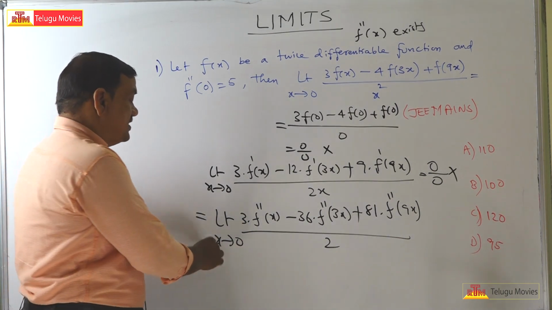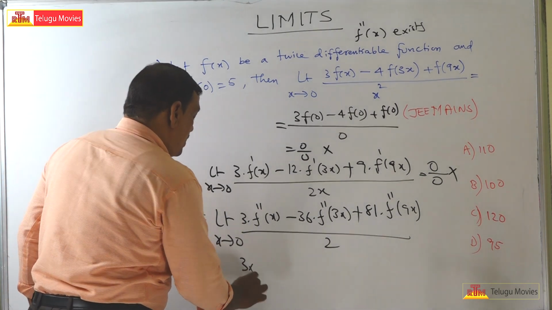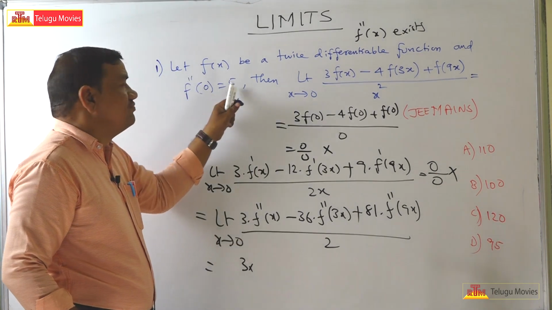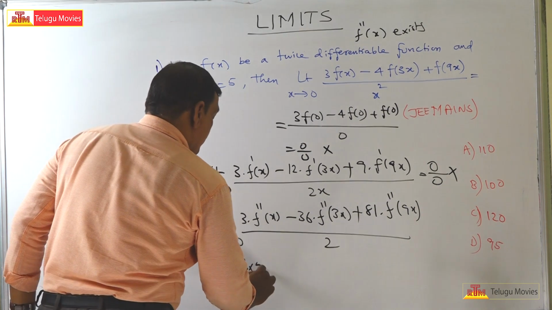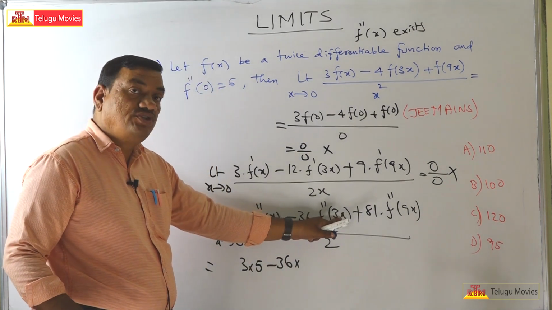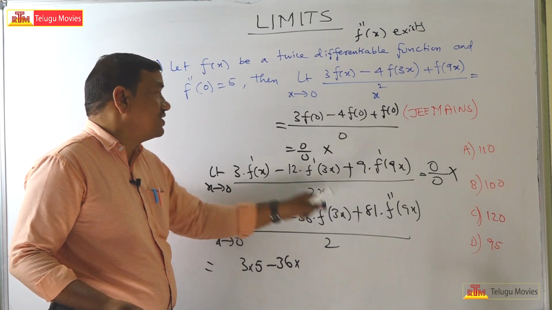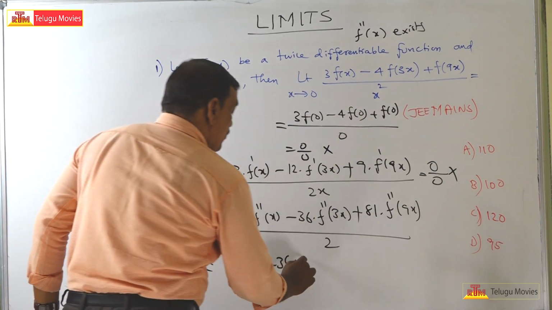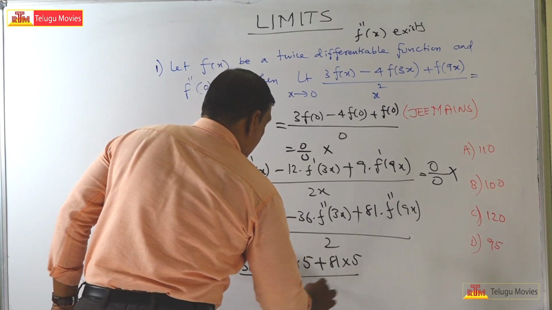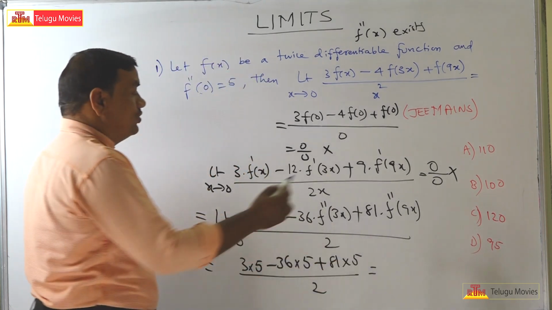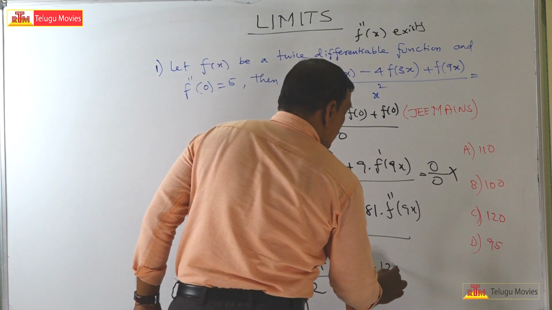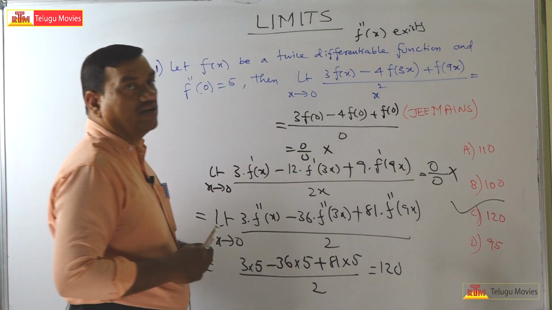Now you substitute as x tends to 0. 3 into f double dash of 0, where f double dash of 0 value is 5, minus 36 into f double dash of 3 into 0, that is f double dash of 0, whose value is 5, plus 81 into 5, depending upon 2. So you calculate these values and you will get the answer 122. Option C is the right answer.